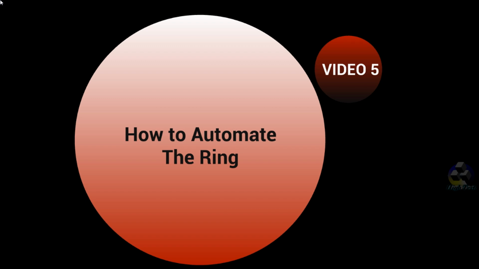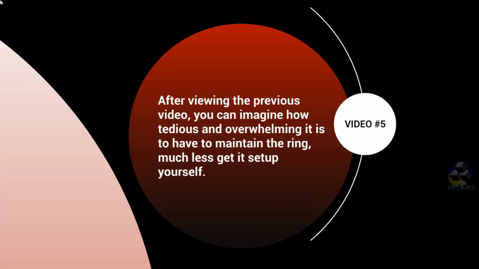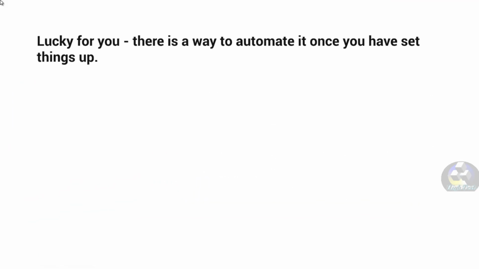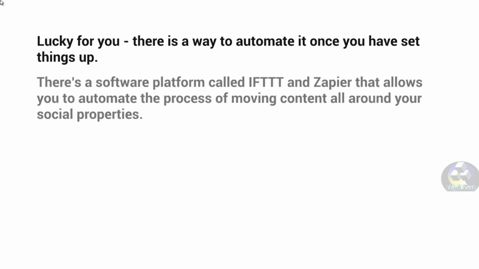Now that you understand how everything is interlinked, how everything is connected, and how you can be creative and make your own ring. After viewing the previous video, you can imagine how tedious and overwhelming it is to have to maintain the ring, much less get it set up yourself. But lucky for you, there is a way to automate it once you have set things up. Getting things set up is the tedious process.